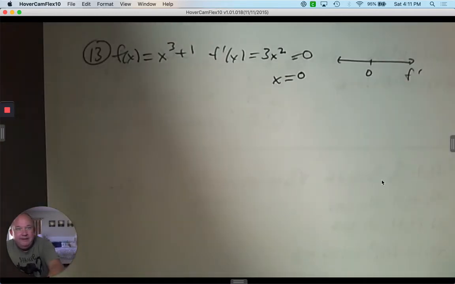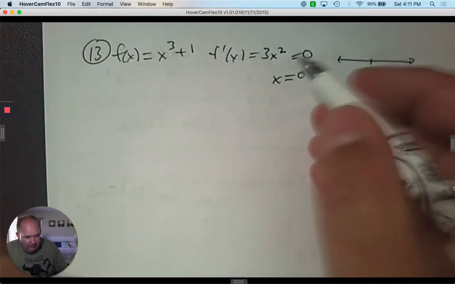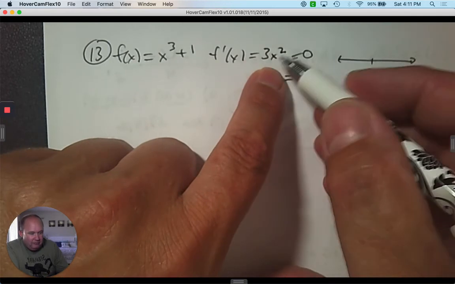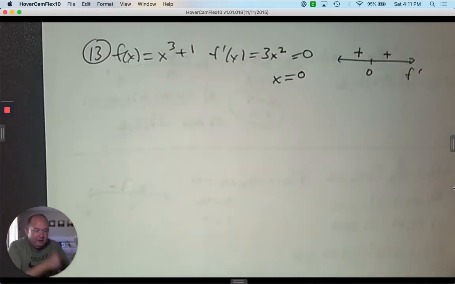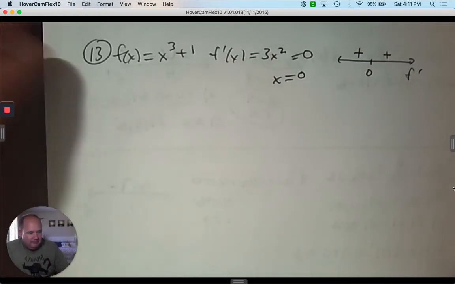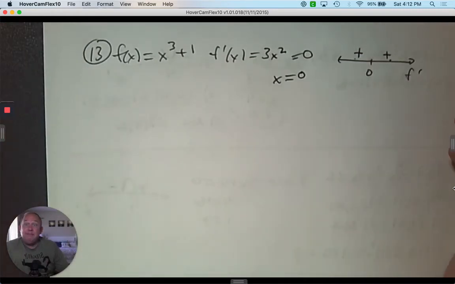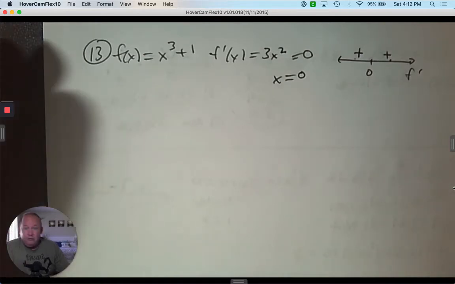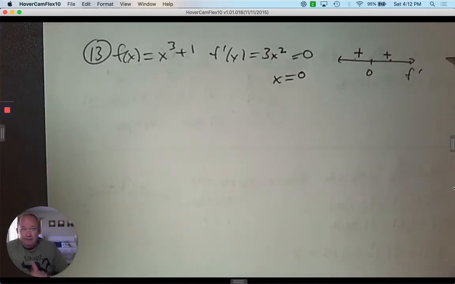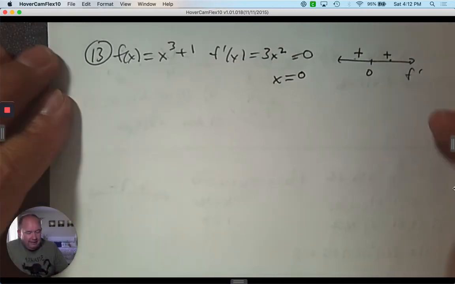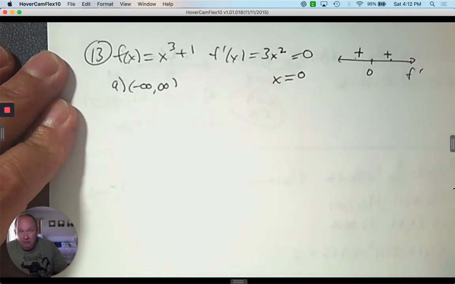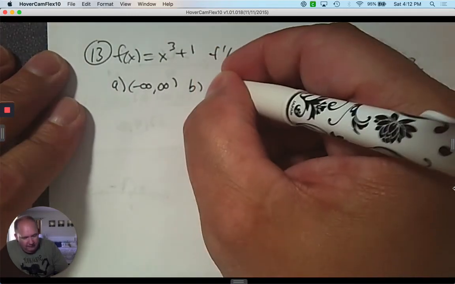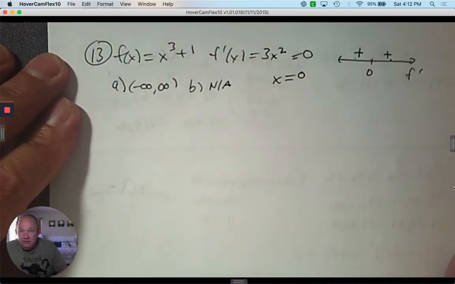So plug in a number smaller than 0. So, I mean, you can tell here. If you plug in a negative number, the answer is positive. You plug in a positive one, it's positive. So what did you notice? There's no sign change. And because there's no sign change, there is no maximum and no minimum. This is what's called monotonic. That means it's only increasing from negative infinity to positive infinity. So it's increasing everywhere. It is not decreasing.